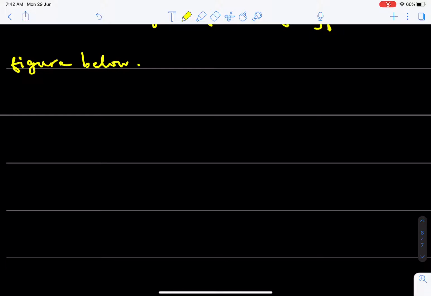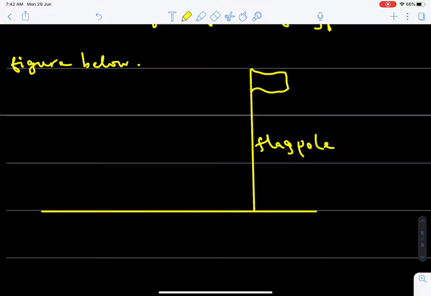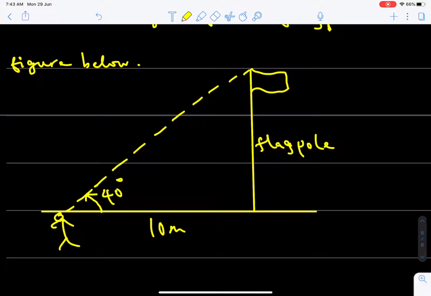This is a figure, just a sketch actually, and this is a flagpole. This is the horizontal ground, while this is a line of sight. Somebody is looking at the top of the flagpole from the ground. The angle of elevation of the top of the flagpole is 40 degrees. The distance from the foot of the flagpole to the point where the person is looking at its top from is 10 meters. Now we want to find the height of the flagpole.